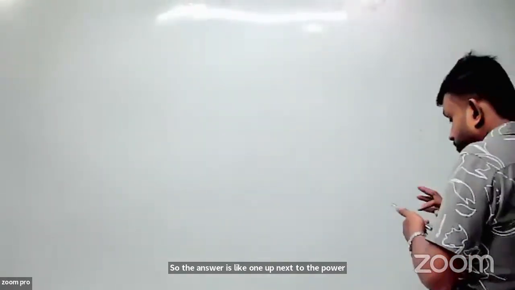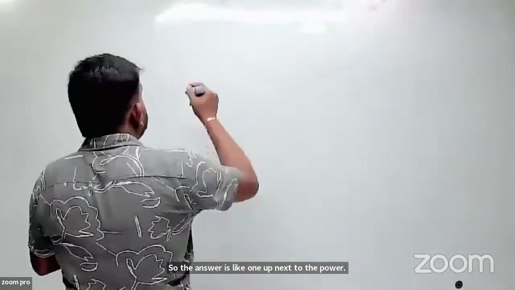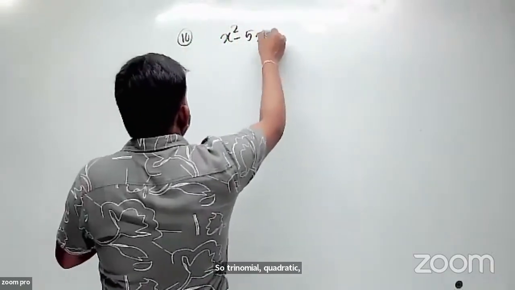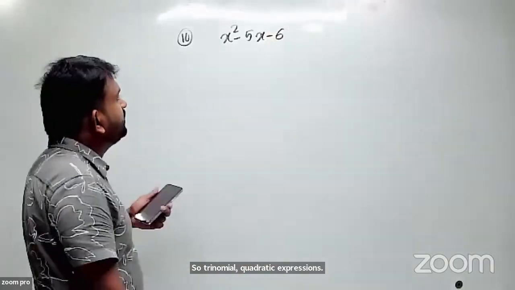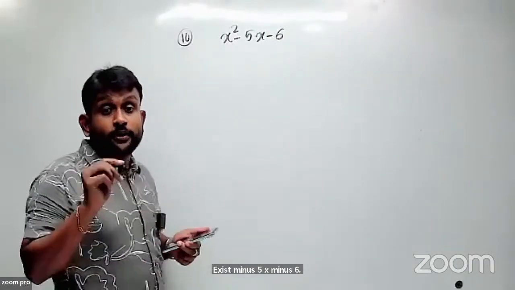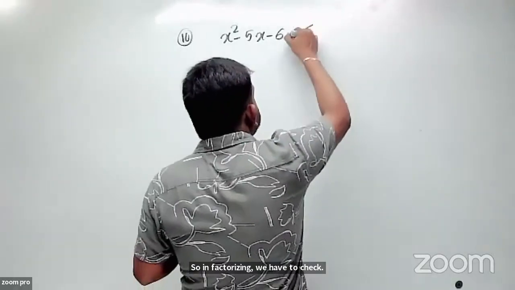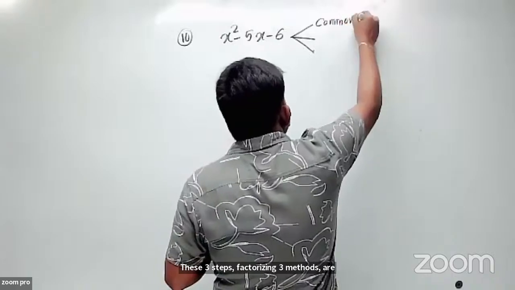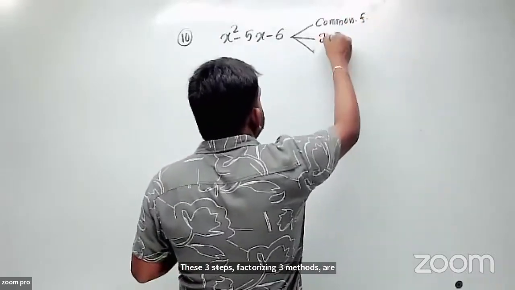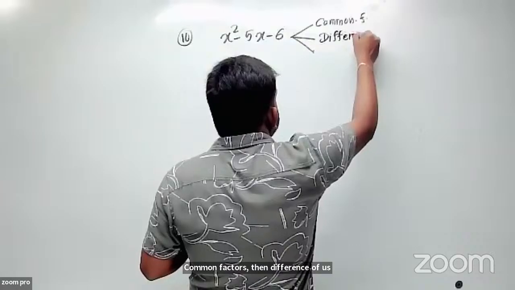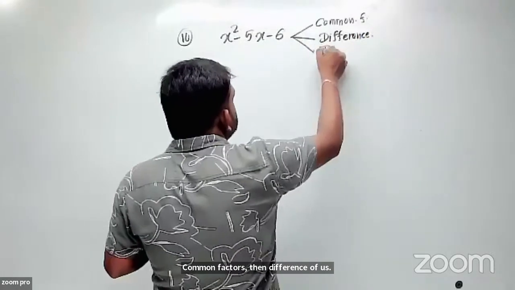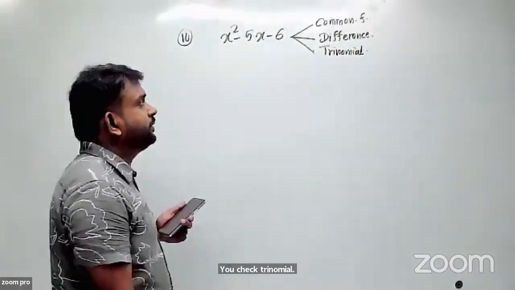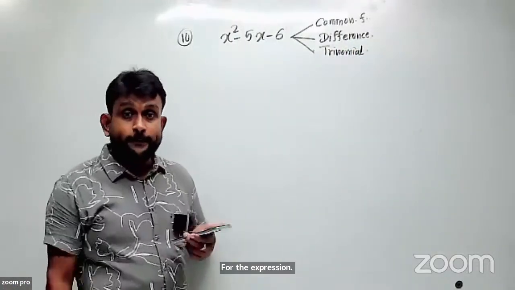Now we are moving to question number 10, factorize the trinomial quadratic expression x squared minus 5x minus 6. In factorizing, we have to check these 3 steps. There are 3 methods of factorizing. The first one, you have to check the common factors. Then check whether it is a difference of squares, or check for a trinomial quadratic expression. These are the 3 types in O-level maths.